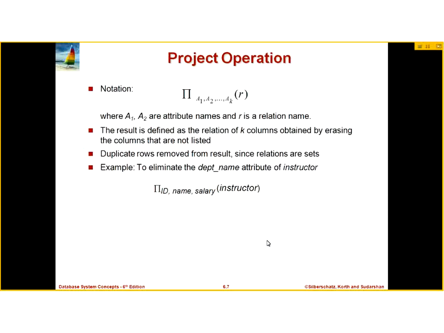To eliminate the department name attribute of instructor, for example, the instructor table contained the ID of the instructor, name, salary, and the department name of the instructor as well. But you don't want the details about department name, you only want the details about instructors with ID, name, and salary. So you can project only ID, name, and salary from the instructor relation.